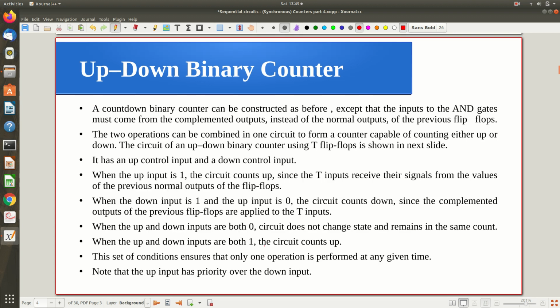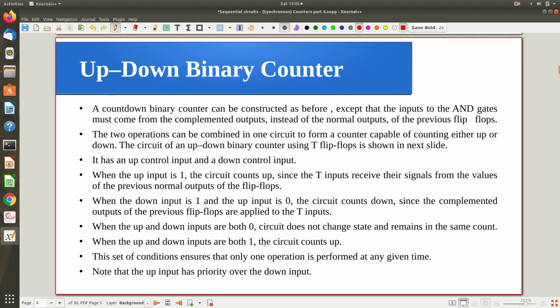Then binary up and down counter. A countdown counter may be considered as before, like what we saw in the previous part of the video, except that the inputs to the AND gates must come from the complemented outputs. Like previously it was A0 dot A1. Now it should be complemented, like TA1 should be A0 complement, TA2 should be A0 complement dot A1 complement, like that, instead of the normal inputs of the previous.